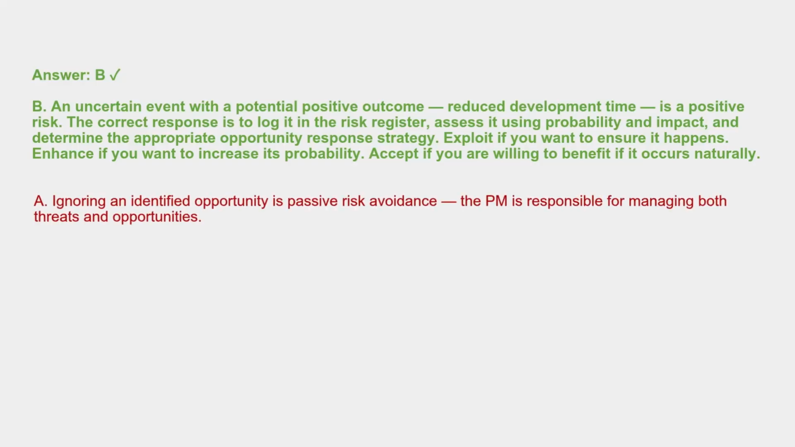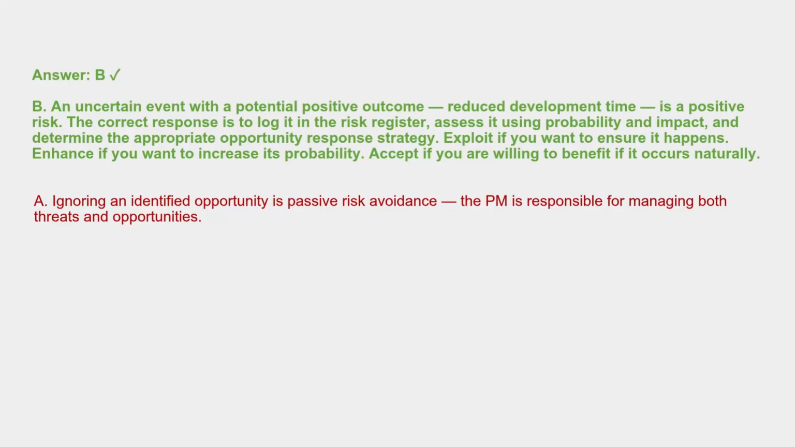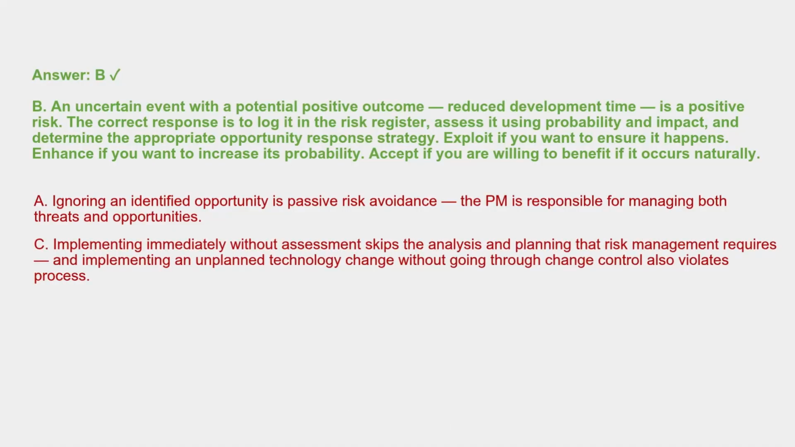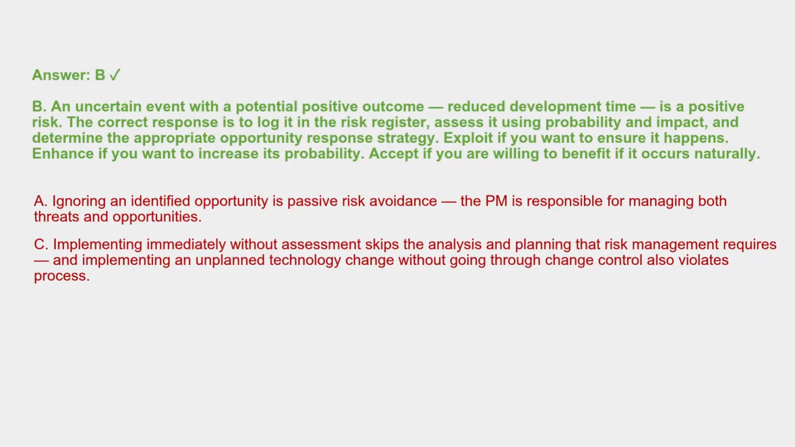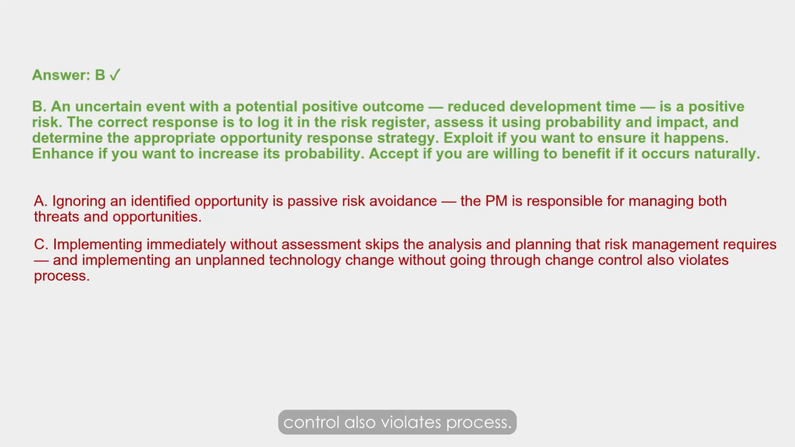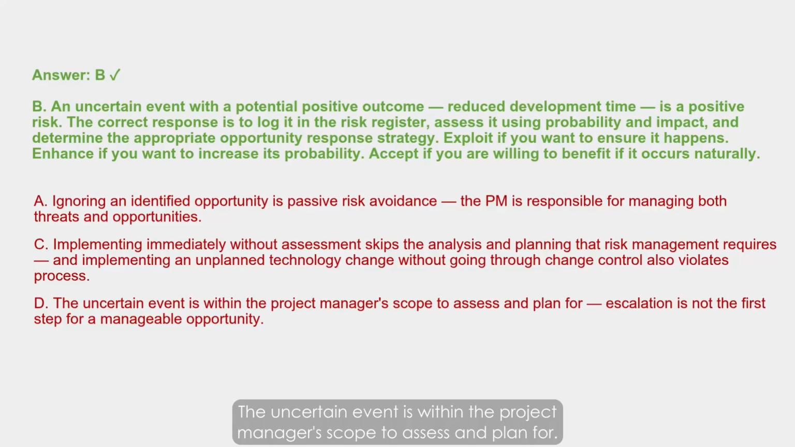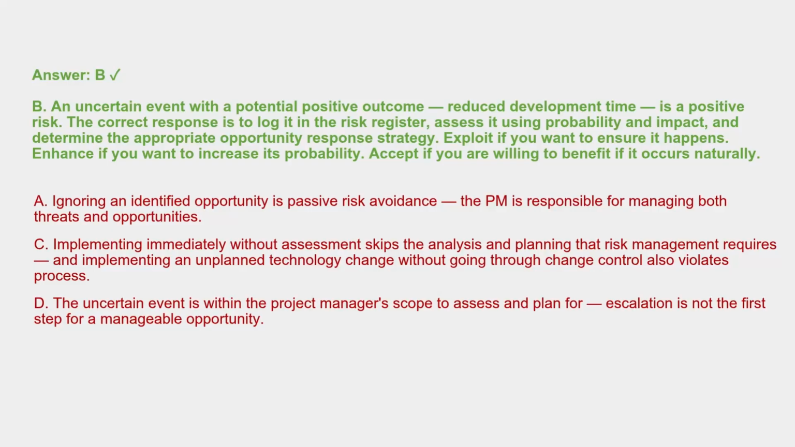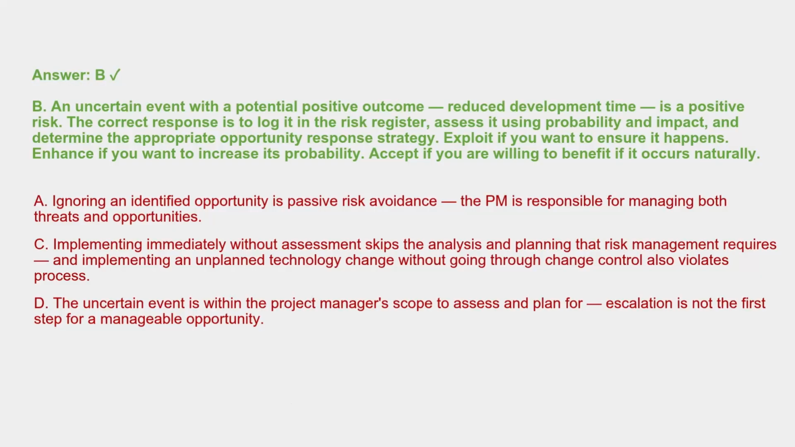Why not A? Ignoring an identified opportunity is passive risk avoidance. The PM is responsible for managing both threats and opportunities. Why not C? Implementing immediately without assessment skips the analysis and planning that risk management requires, and implementing an unplanned technology change without going through change control also violates process. Why not D? The uncertain event is within the project manager's scope to assess and plan for. Escalation is not the first step for a manageable opportunity. B follows the correct risk management process.